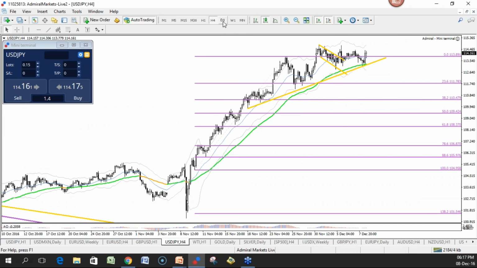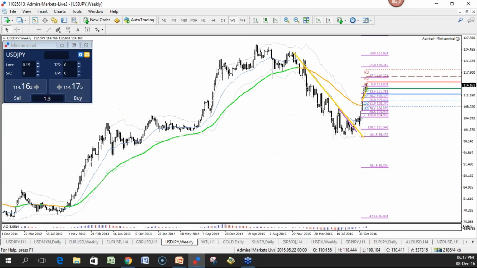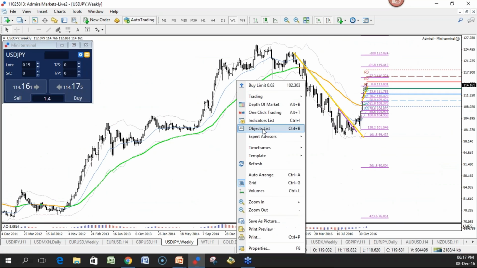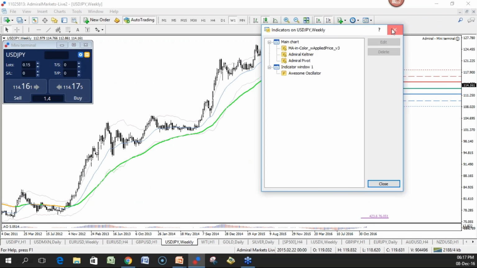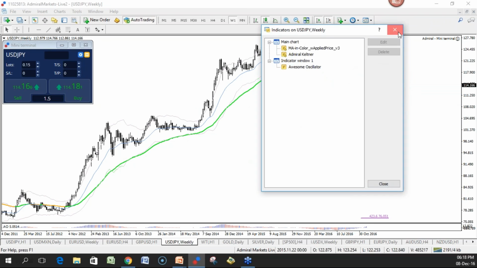All righty, basically, dollar-yen. I expected on the weekly chart, maybe I will quickly remove this pivot point indicator. It's a bit crowded like that.